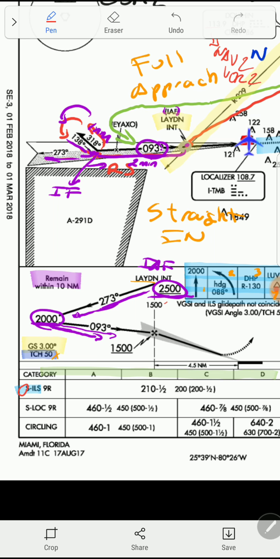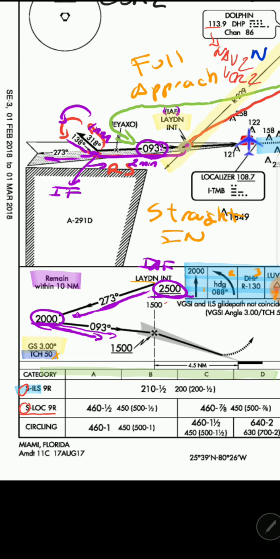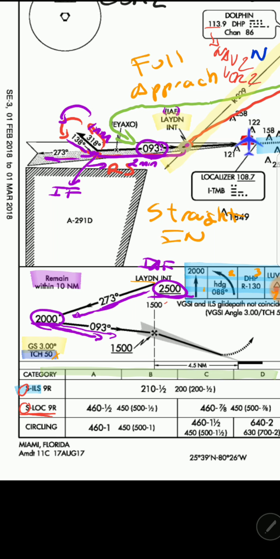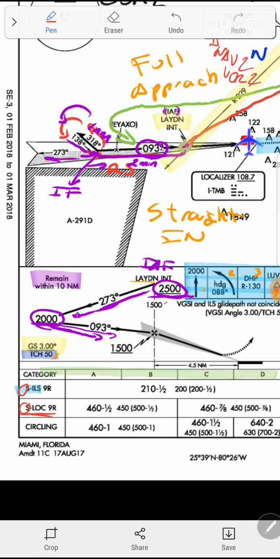So the minimum here, like 210, is also your decision altitude. But for non-precision approaches, even though this one has an S that says I will take you straight in to land, this one is a straight-in landing minimums, the localizer only. The localizer doesn't have a glideslope. Okay? So you're just following lateral guidance.